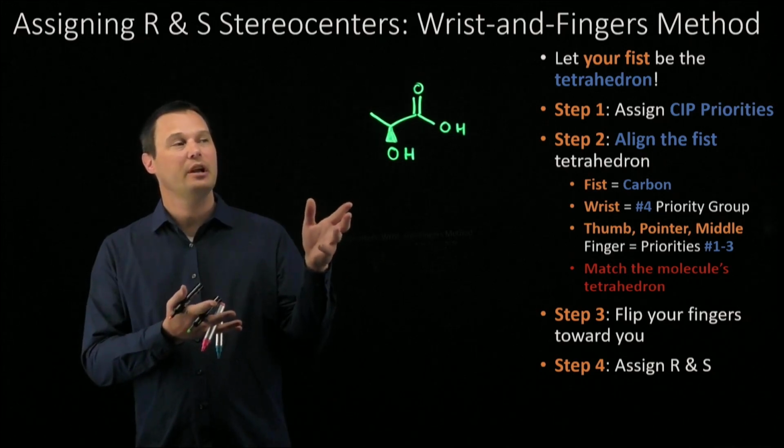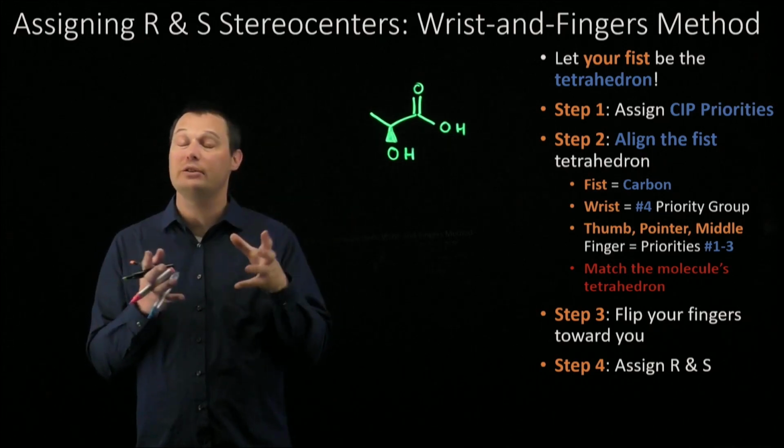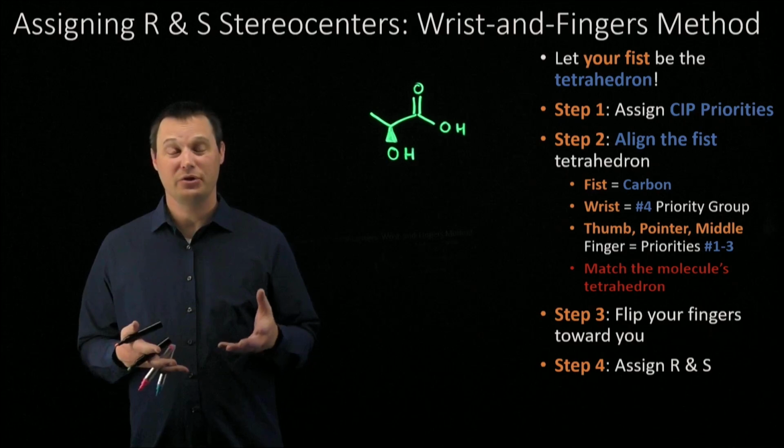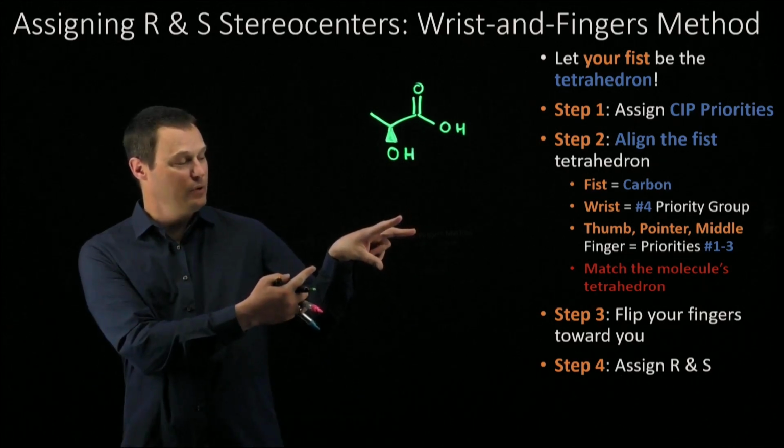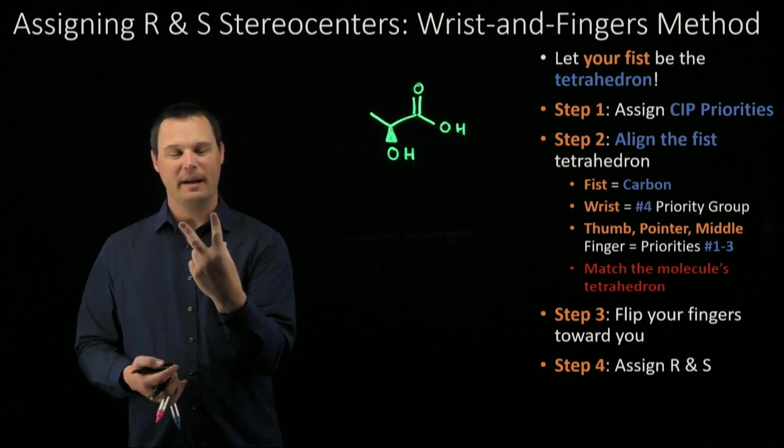Assigning R and S stereochemistry labels requires seeing the tetrahedron in 3 dimensions. Today, I'd like to show you a nice little shortcut that gets you right there. You use your fist as the 3-dimensional carbon, and you read R and S like the back of your hand.